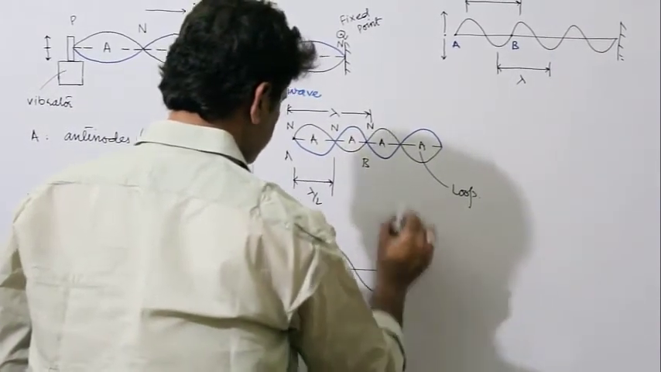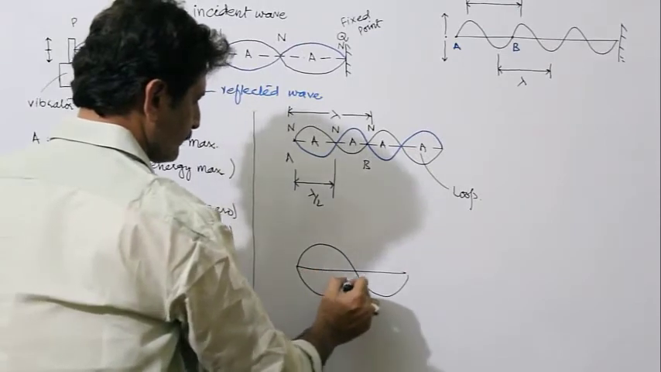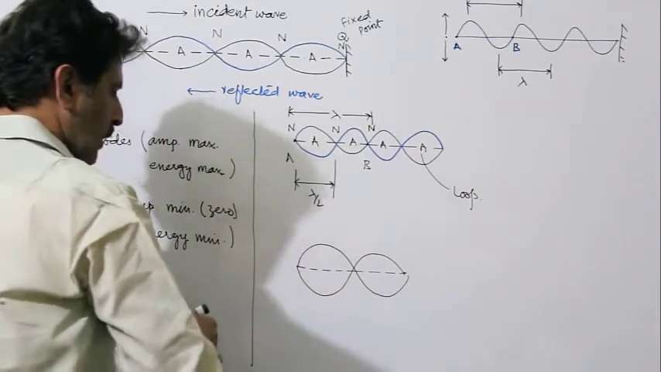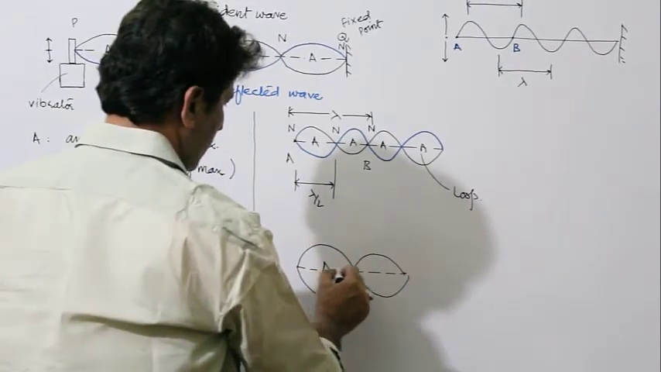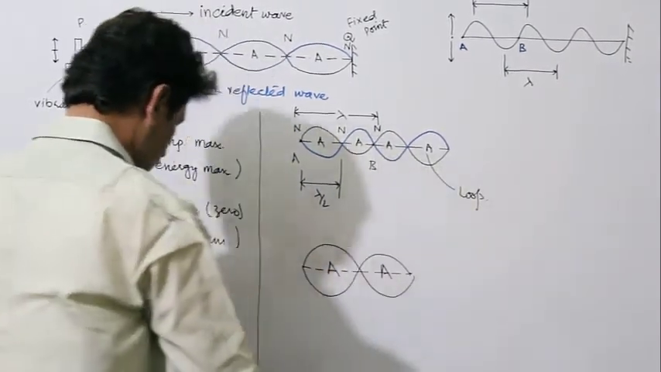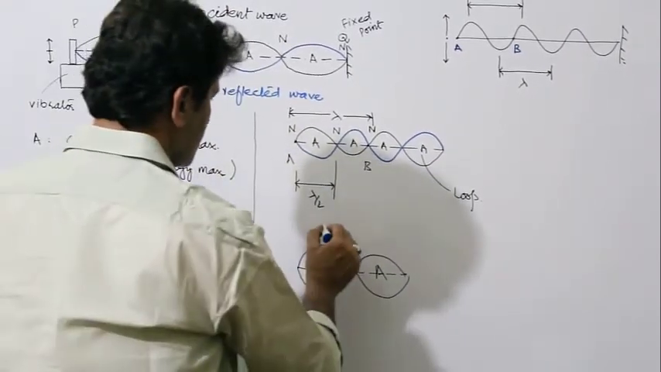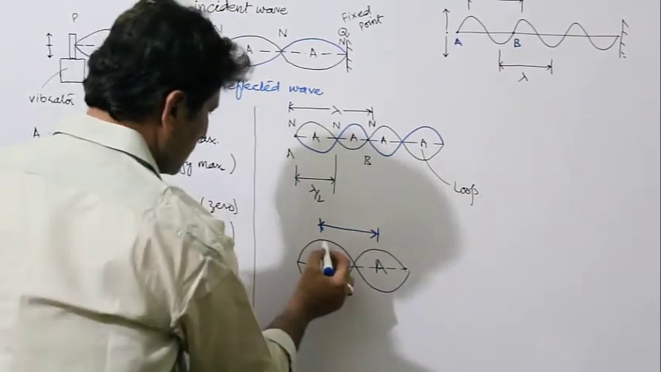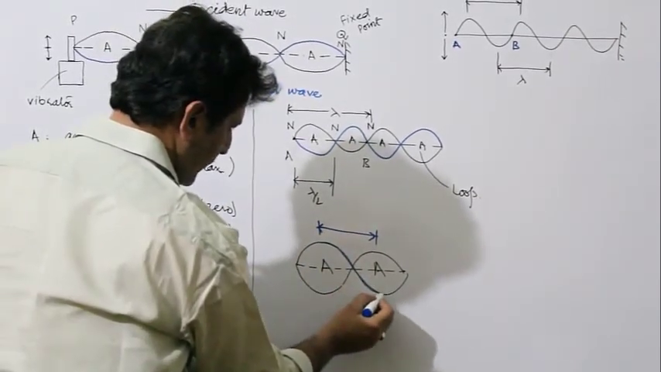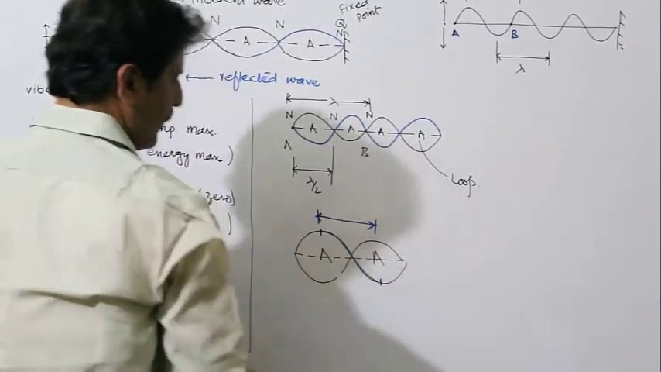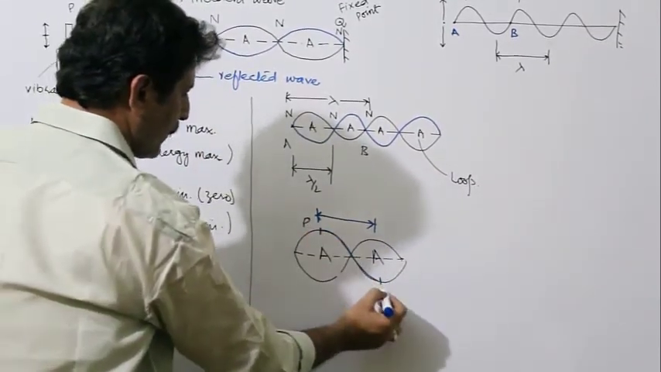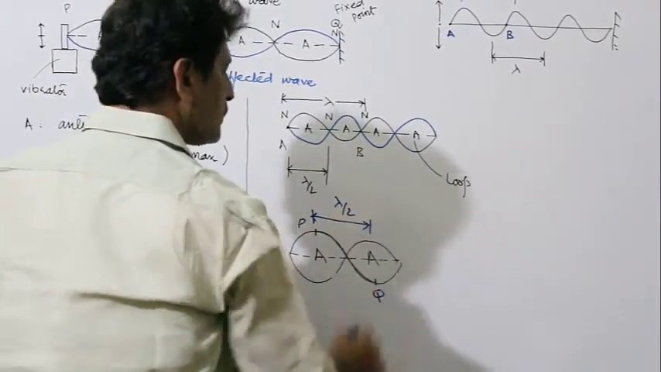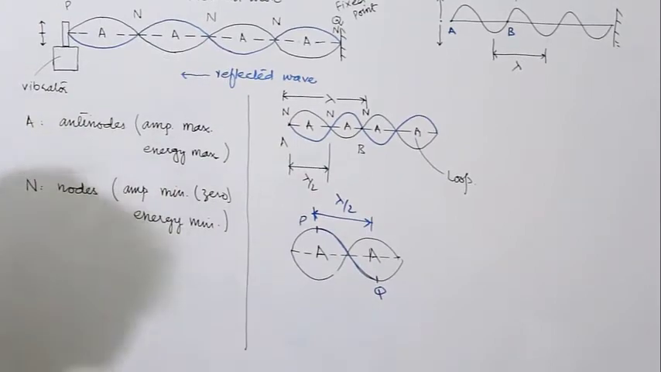For example, this is the position of one antinode and this is another antinode. So if we find the distance between these two antinodes, it means that half of the wave is completed here. From point P to Q, half of the wave is formed, so it is equal to half of the wavelength. Okay, students?